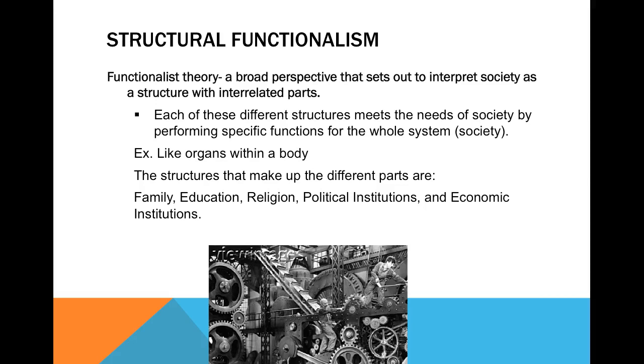The structures, again, that make up the different parts are the following: the family, education, religion, political institutions, economic institutions, but they are definitely not limited to those institutions. There are so many other institutions that interact to make the system stable. For example, the criminal justice system. That would be an institution that helps society keep its stability.